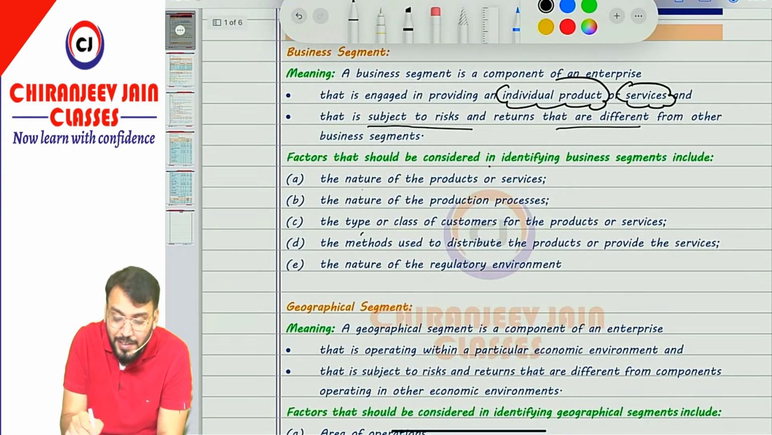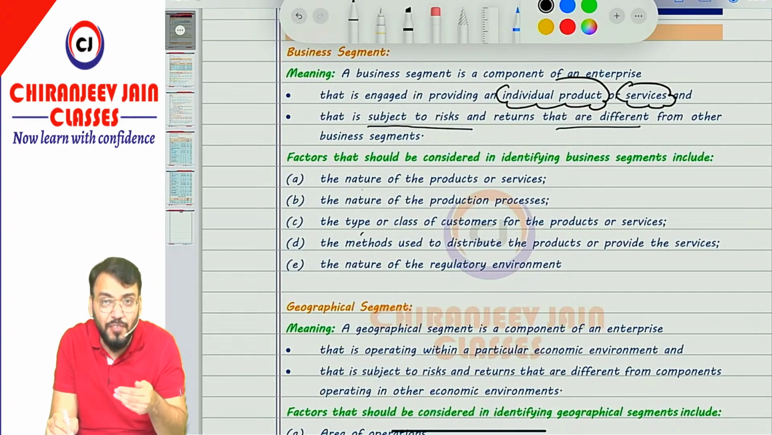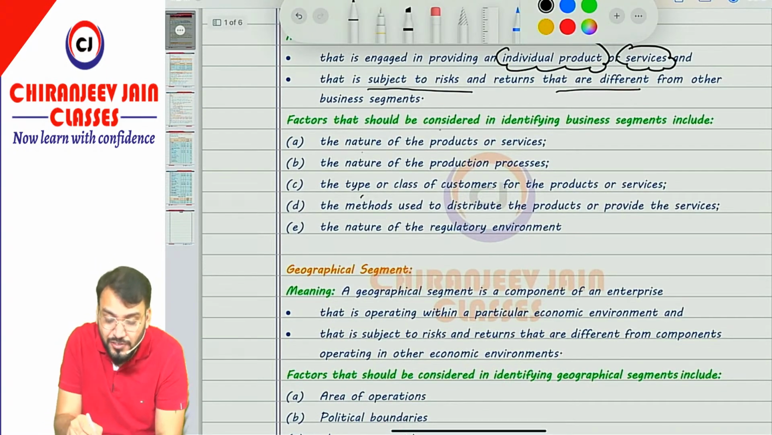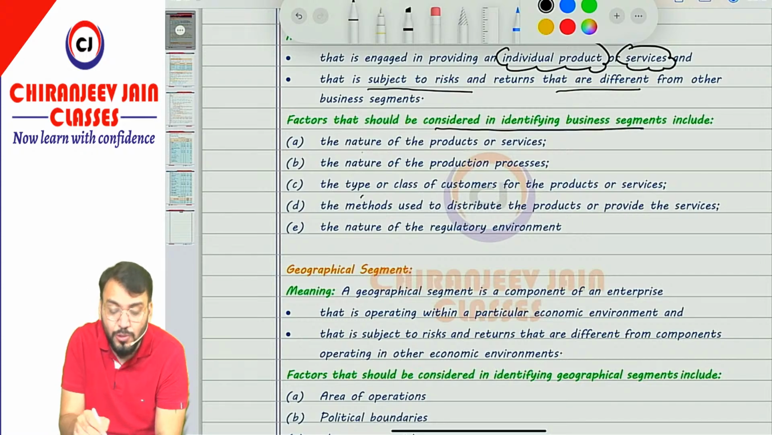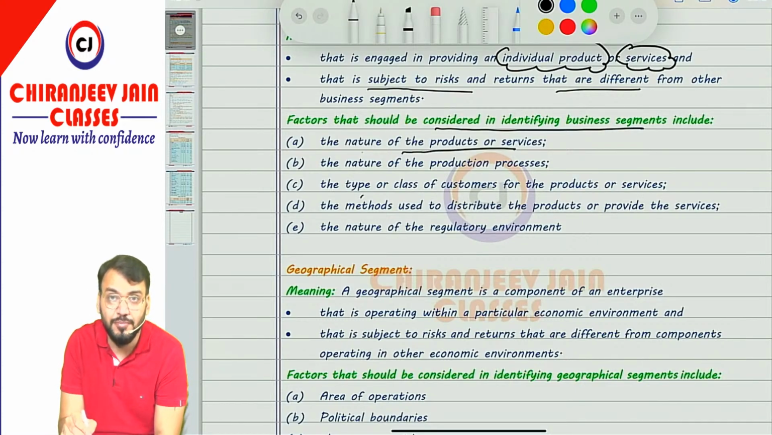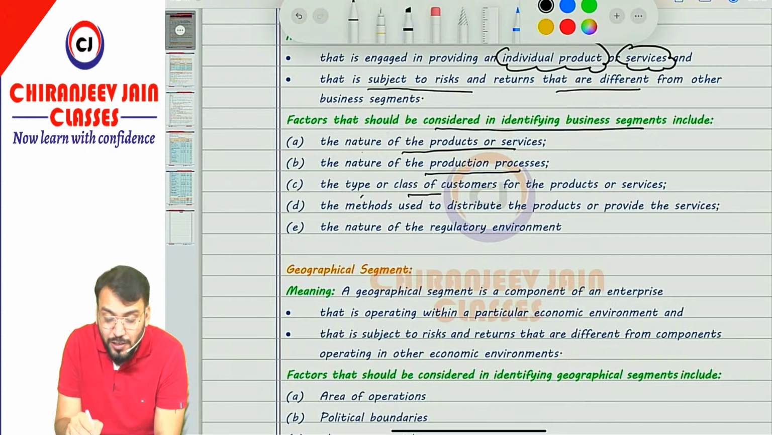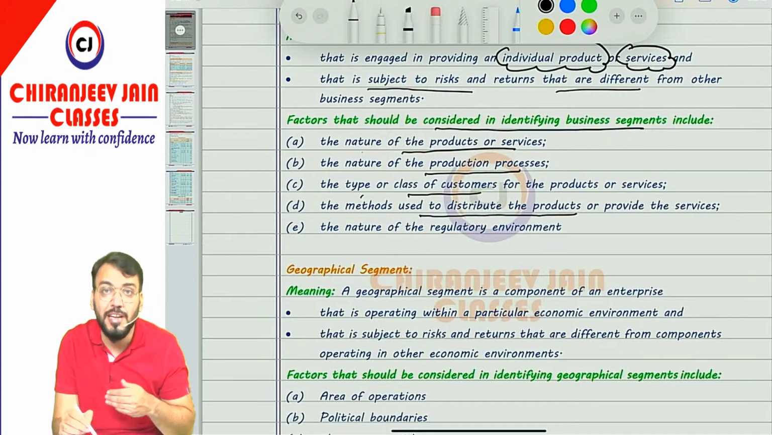Now how to identify that business segment? For that there are some factors. The factors that should be considered in identifying business segment include the nature of product or services, the nature of production process, the types or class of customer, the method used to distribute the product or providing the services, or the nature of regulatory environment.